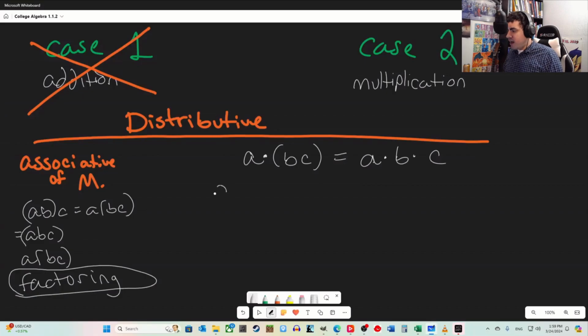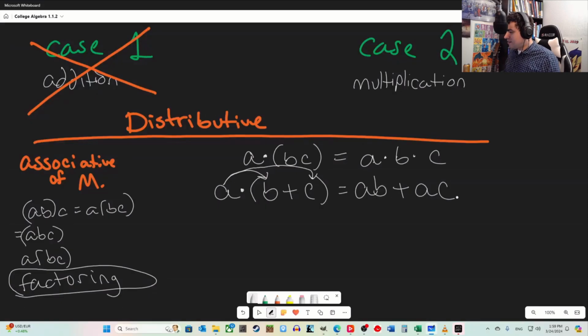Let's say we have A times B plus C. Now we have two terms. We have a B and we have a C. How does this work? You multiply what's on the outside to all the terms on the inside. This A gets applied or multiplied to the B, and it gets multiplied to the C. So A times B plus C is equal to AB plus AC.